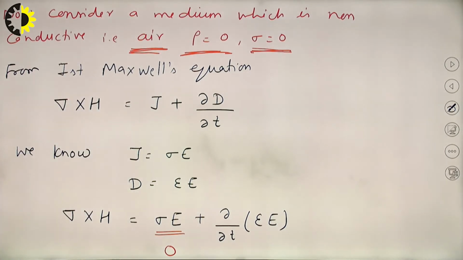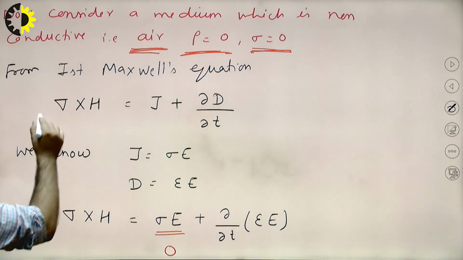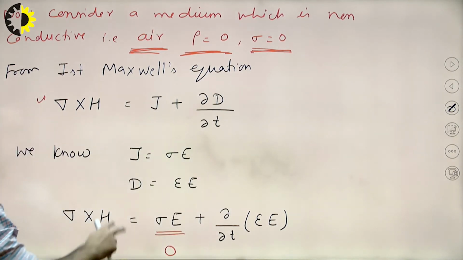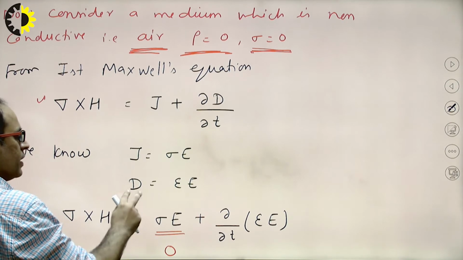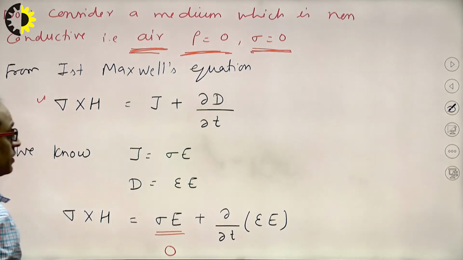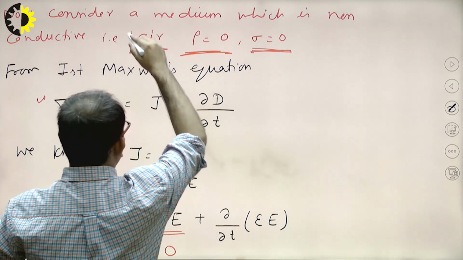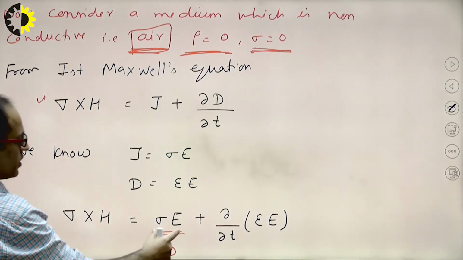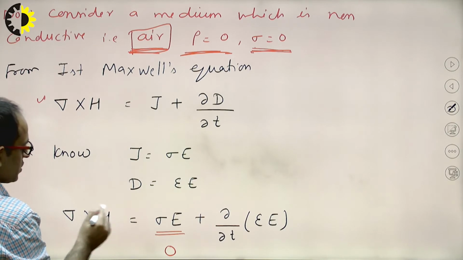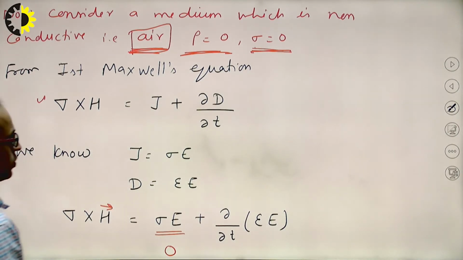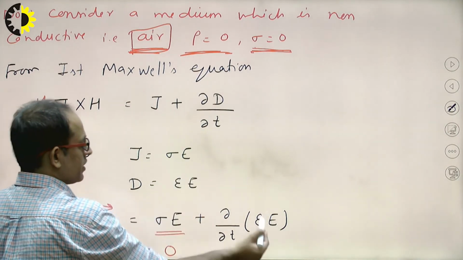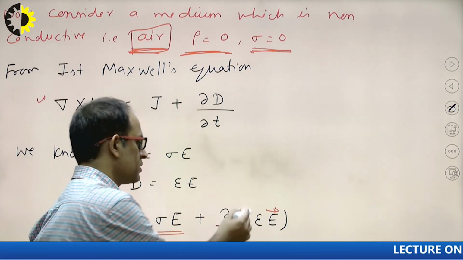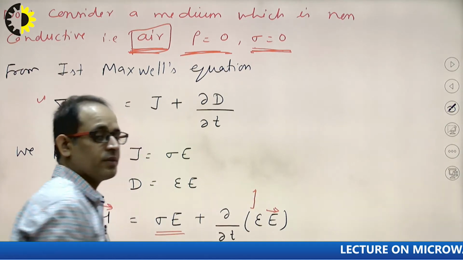Now from the first Maxwell equation we can define that del cross H equals J plus del D by del t, and we know that J equals sigma into E and D equals epsilon into E. As we know the medium is air, sigma equal to 0, so del cross H will be equal to del by del t of epsilon E. This epsilon is the permittivity.